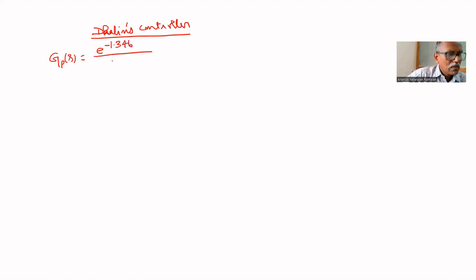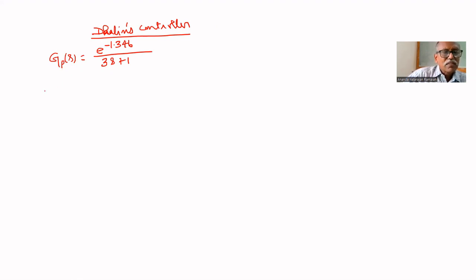Design of Dahlin's controller. For Gp of s equal to e power minus 1.346 s upon 3s plus 1, we have to design a Dahlin controller.